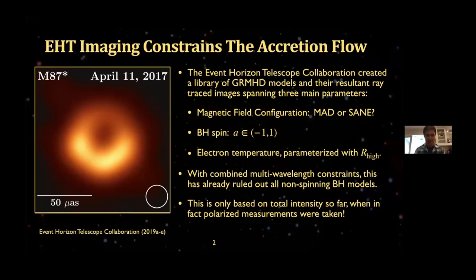And so with combined multi-wavelength constraints, as well as this image, this work ruled out about half of the models that were probed in this library, including all of the non-spinning ones. But so far, this is based on just the total intensity image that is shown here, when in fact polarized measurements were taken and have not yet been published. So it behooves us to better understand what we can expect from polarimetry and how that reflects the state of the accretion flow.